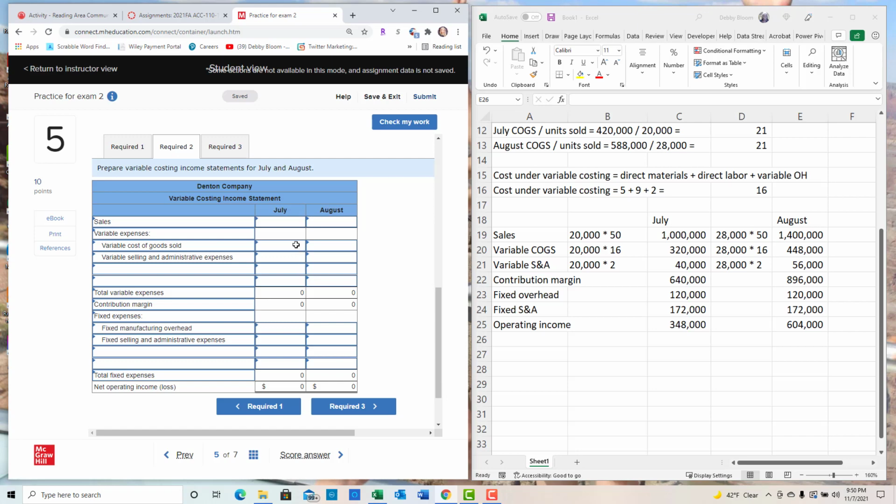So let's just put all of those numbers in. So our sales, 1,000,000. There we go. And August, 1,400,000. Now put in our variable expenses: 320,000, 448,000, 40,000, 56,000.